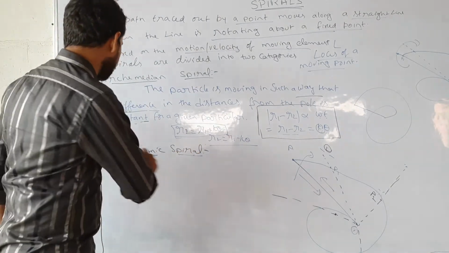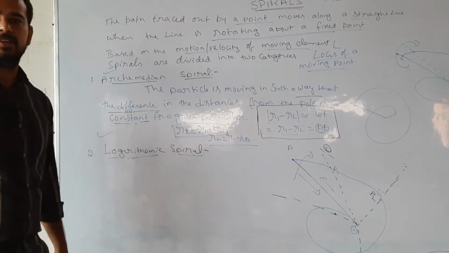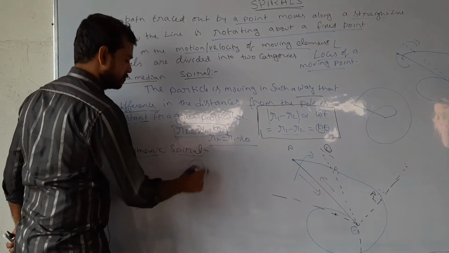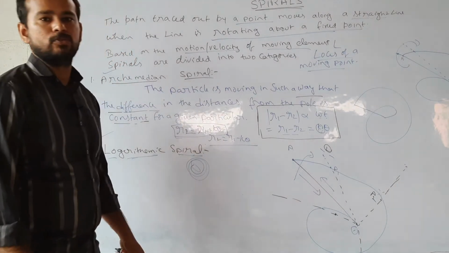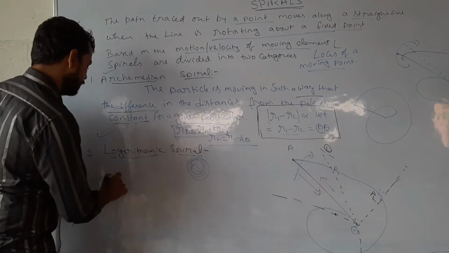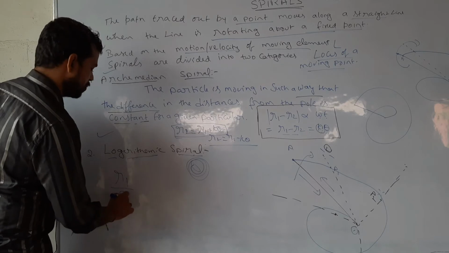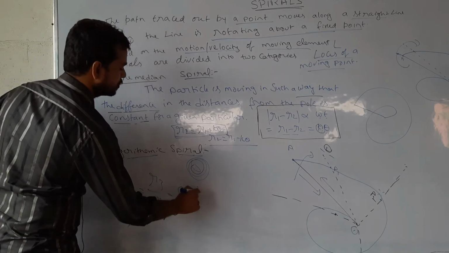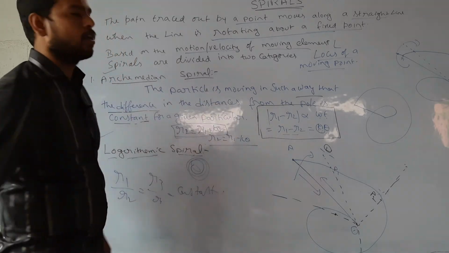Okay, so next, what is a logarithmic spiral? Logarithmic spiral is nothing but the cyclones that we are watching. The cyclones. Okay, clear? So what will be there? Here the ratios are constant. R1 by R2 is equal to R3 by R4, that is equal to constant. This is the logarithmic spiral.